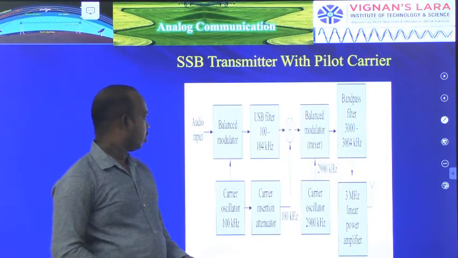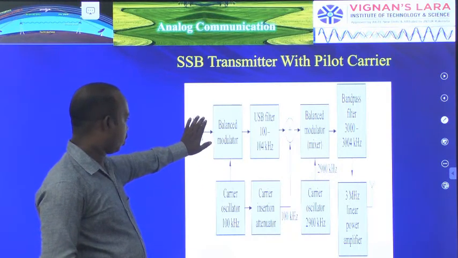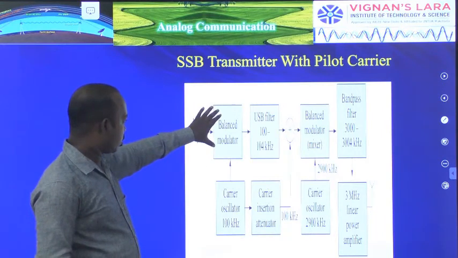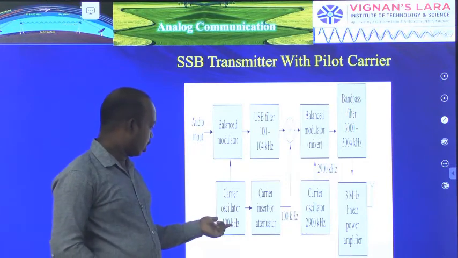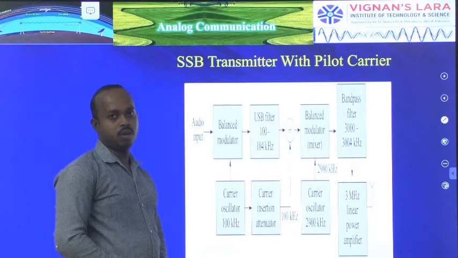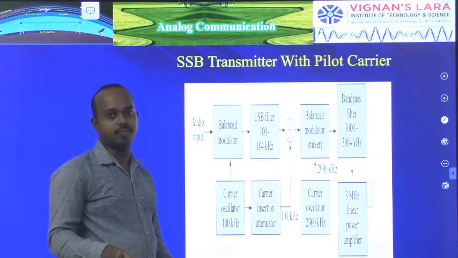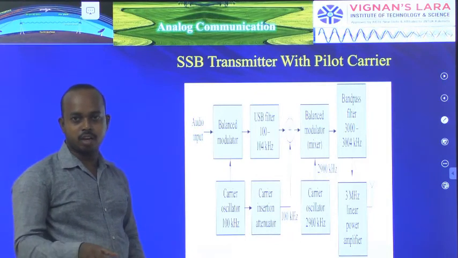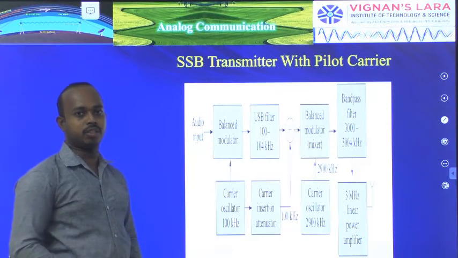Coming to this one, here also you take the audio input. The audio input is assigned to the balance modulator. The balance modulator takes the carrier signal. The carrier signal, here you can fix whatever values are needed. Particularly, the limitation values you can assign here. Suppose if you need 100 kilohertz, we can take the 100 kilohertz carrier generation.